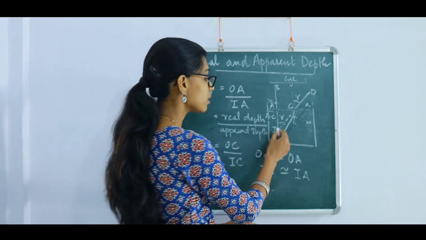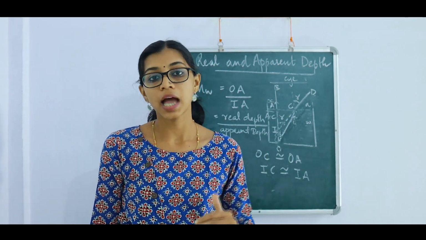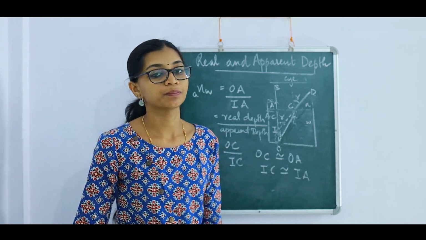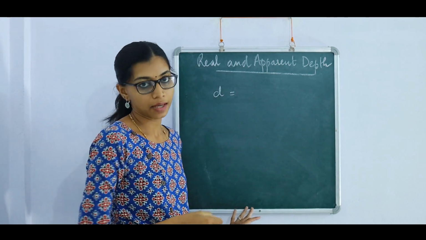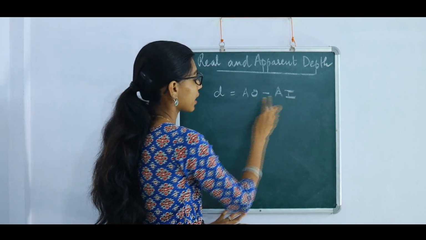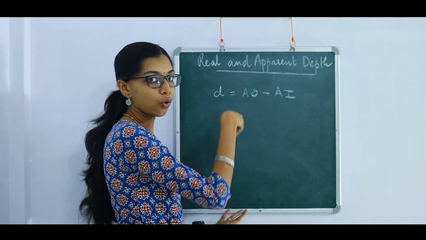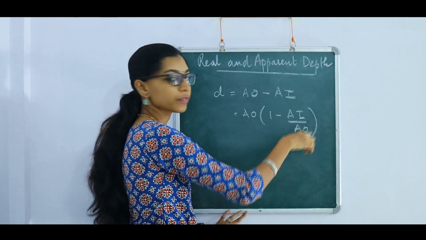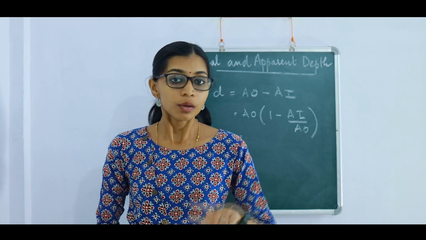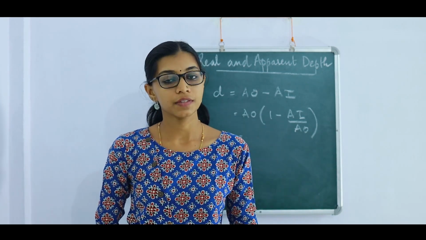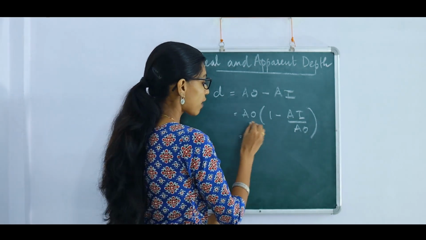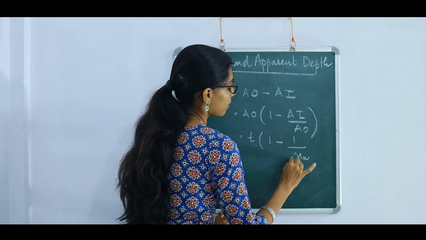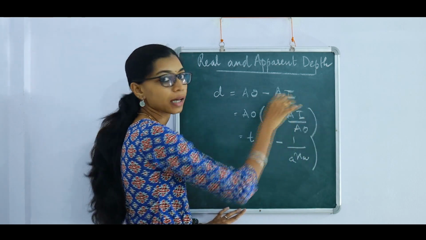Now we can also consider the difference between the real depth and apparent depth as d, and obtain a relation for that d in terms of refractive index. So d is AO minus AI, real depth minus apparent depth. If I take AO out, that is AO into 1 minus AI by AO. Now what is this AI by AO? That was the refractive index of air with respect to water, or the inverse of the refractive index of water with respect to air. AO is the actual depth, so I take it as T, the actual depth, into 1 minus 1 by NWA. So 1 by NWA was AI by AO.